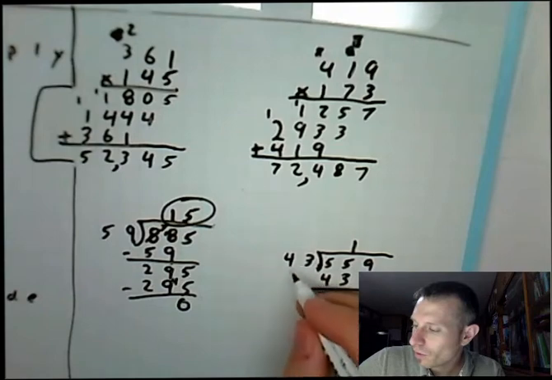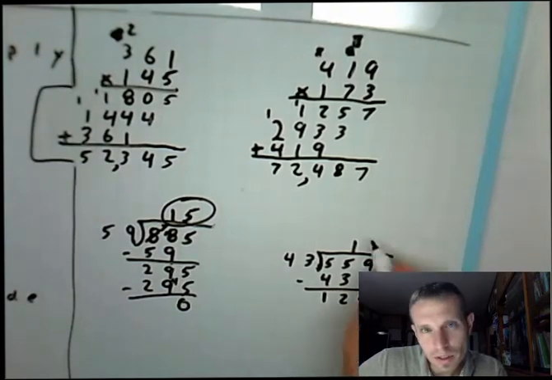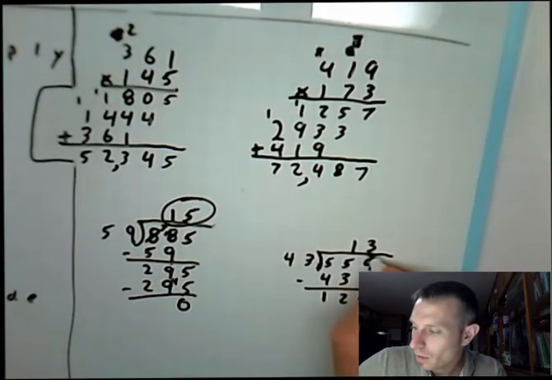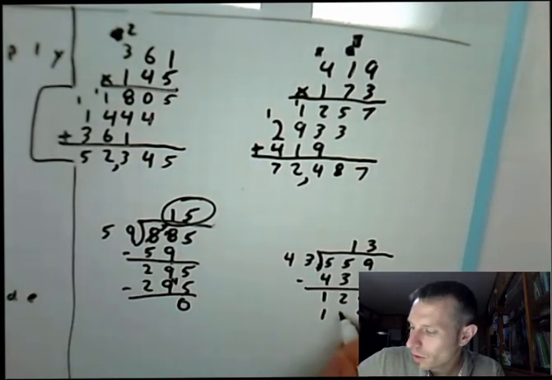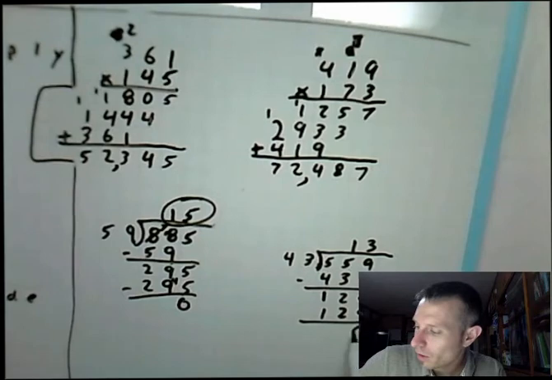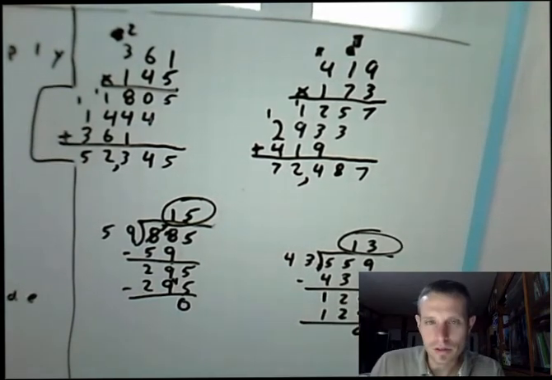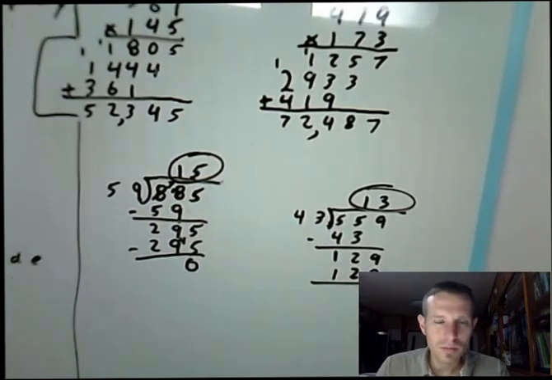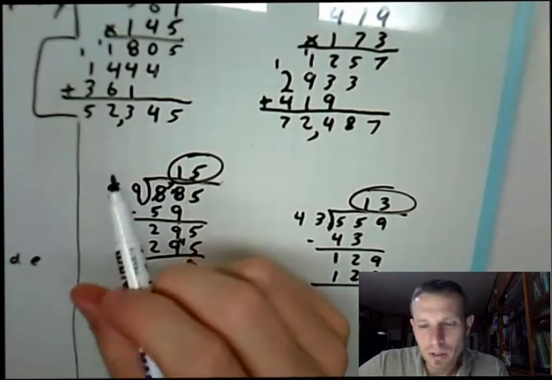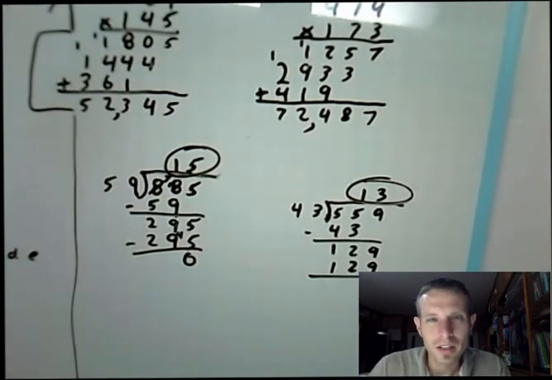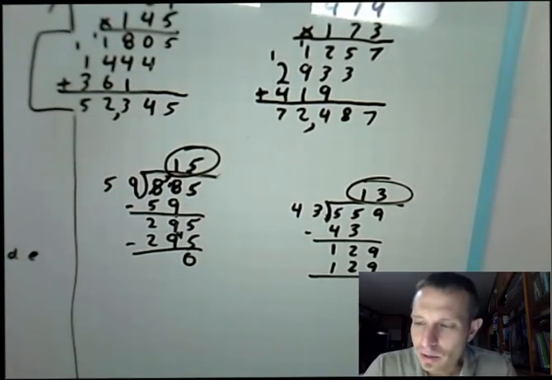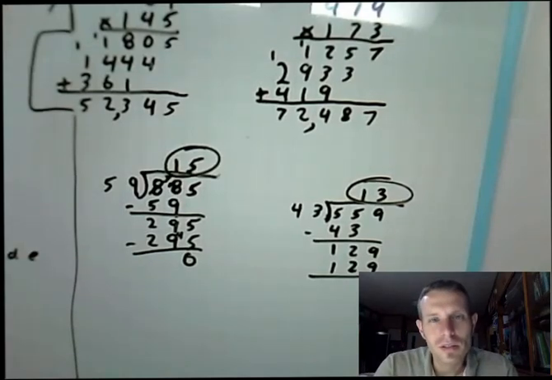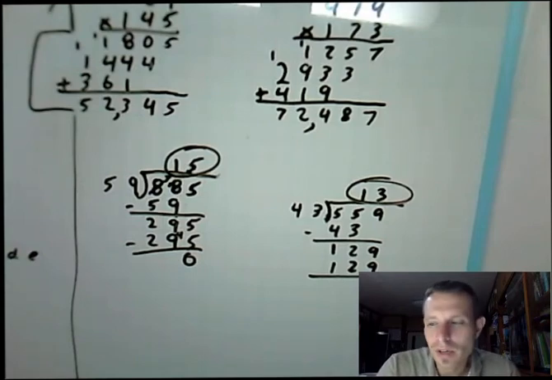Then 43 goes into 129. I think that would be 3 times. 3 times 3 is 9. 3 times 4 is 12. And we get a remainder of 0. So it might get a little harder than that, but we'll stop there for today. Like I said in the beginning, there's not exactly a step 1, step 2 per se. I think with practice it will come.